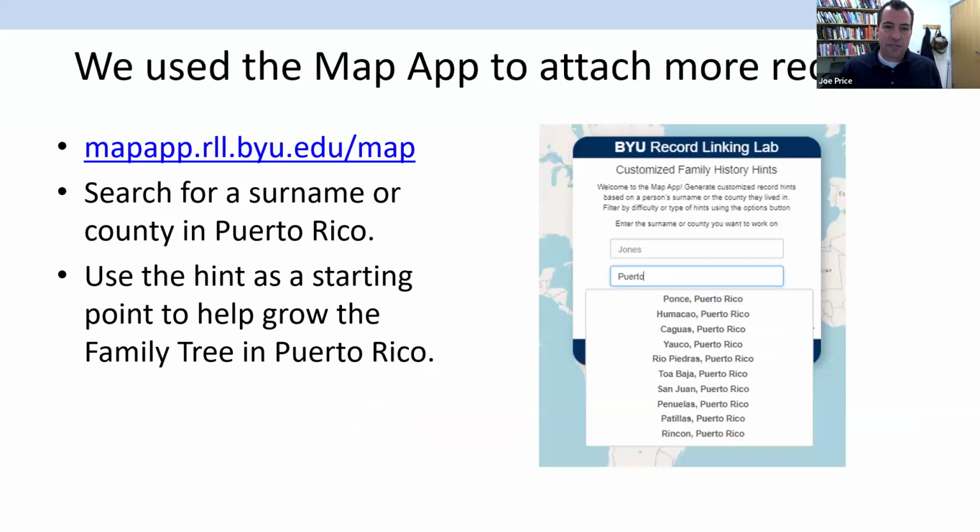And then what we did is we used the Map app, which is one of the tools in the record linking lab, to allow people to attach additional records. So we'd have volunteers that would come into the Map app and type in Puerto Rico. They'd pick one of these places, and then they would work on the record hints. And so that initial layer we put on became kind of a starting point for people to help out.